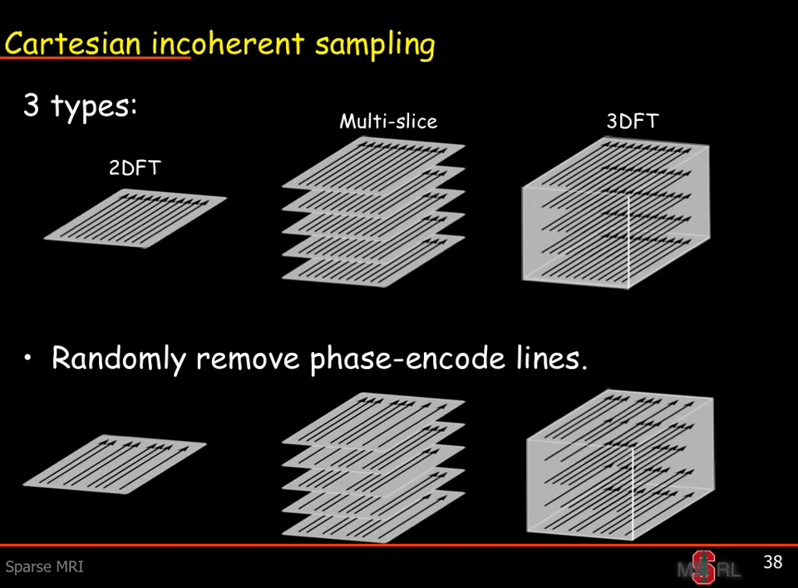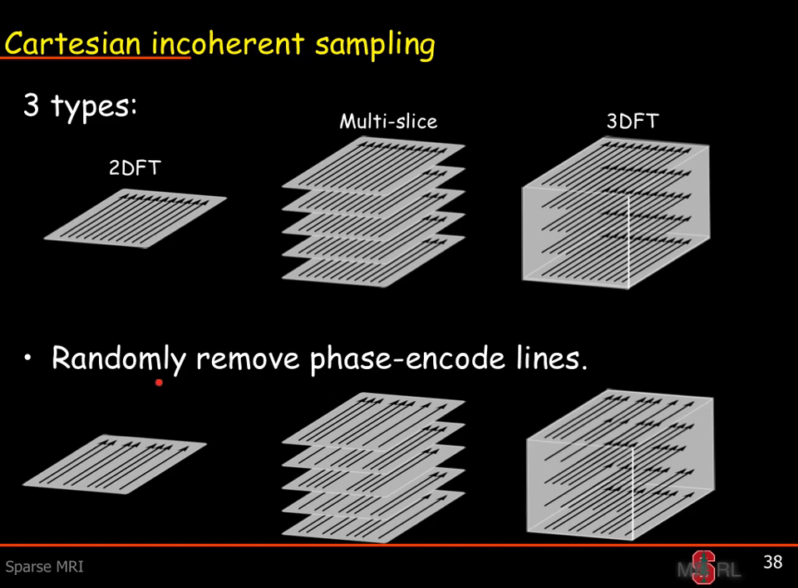So the most widely used acquisitions in MR are Cartesian, and you have three basic types of these acquisitions. You have 2DFT acquisitions of a single slice. You have multi-slice acquisitions, where you take an independent plane in k-space for every slice. And then you have 3D Fourier transform acquisitions, where you are measuring samples in the three-dimensional Fourier transform domain. And in each case, we can apply random sampling.